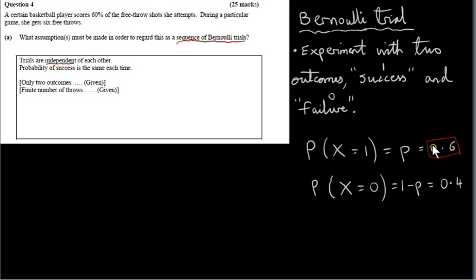So the trials have to be independent. Independent means that the probability remains the same for each throw. In particular, this means that if she scores with a particular throw, it has no effect on the probability of her scoring in the next throw. The probability is still 0.6. Even if she scores 10 times in a row, the probability of scoring on the 11th throw should be 0.6. That's what's meant by independent events, independent trials.